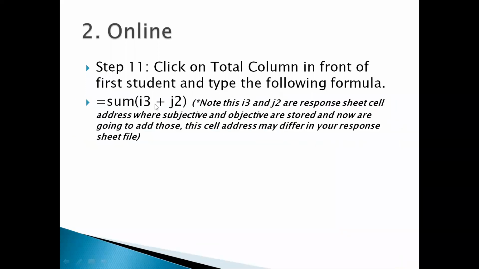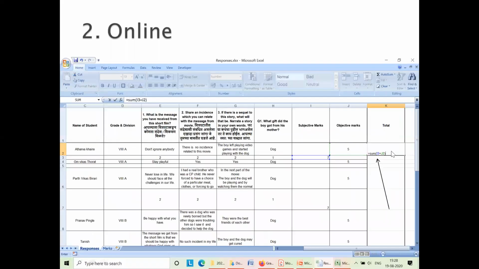Click on the total column in front of the first student and type the formula. So you have to type this formula: equal to sum, in whatever column it may be. Note, I3 and J2 are response sheet cell addresses where subjective and objective marks are stored, and now we are going to add those. This cell address may differ in your response sheet file. In the file I demonstrated, N2 and O3 were there; here it is I3 and J2. So it may differ in your case. So remember this formula, equal to sum, and it will be really helpful for you in future.